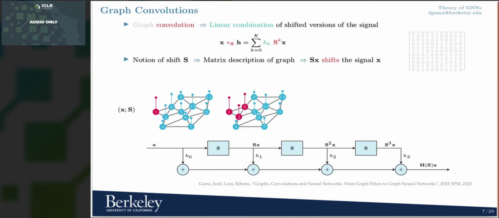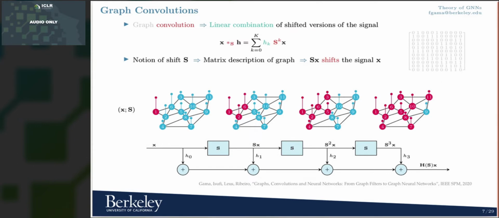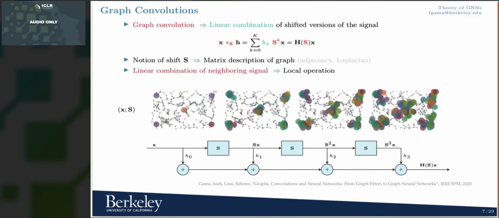In red, we are showing the nodes that node 1 can reach by successive applications of the matrix S. Here is the second application of the shift, and the third application of the shift. For each different application, we weigh the resulting signal by a different coefficient or filter tap. Here we see the same effect on a larger graph, where the colors represent the signal values and the bigger disks represent the nodes that are reached by successive applications of the shift.